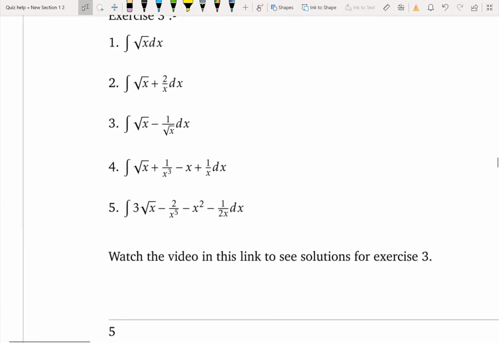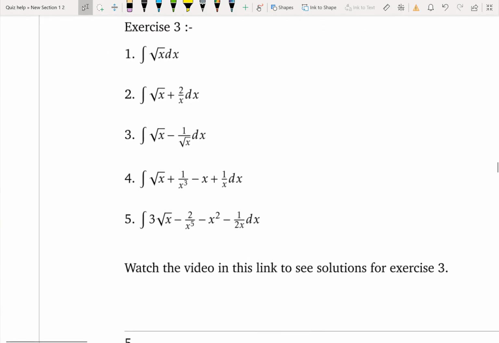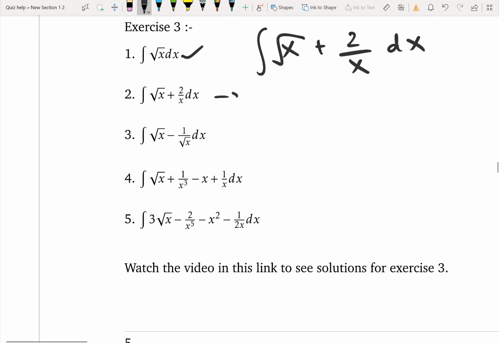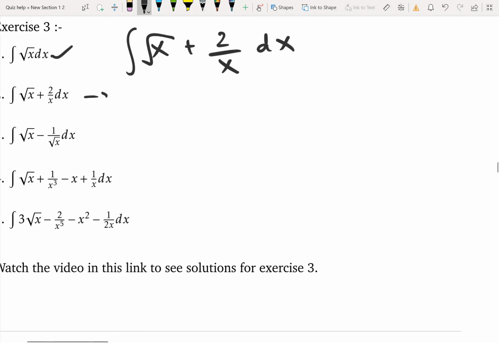Alright, so let me do exercise 3. We have to integrate square root of x plus 2 over x. We just did the first part. Now let me write it bigger: square root of x plus 2 over x. You have to integrate with respect to x. Now square root of x, if you integrate, we'll already see.